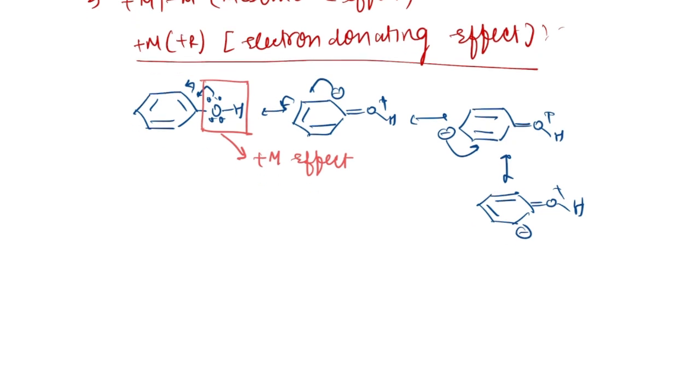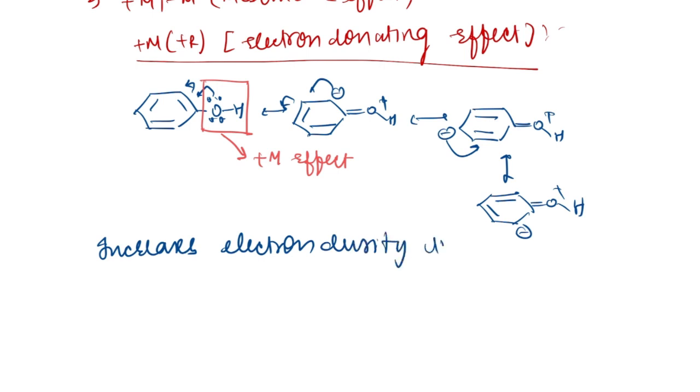So first of all, it increases electron density in the benzene ring. So what are the examples of the group? First, we have any halide, then OH alcohol, NH2. Whenever we have a lone pair right next to the double bond, then it will have plus M effect.